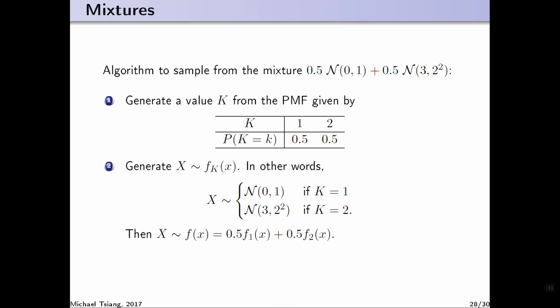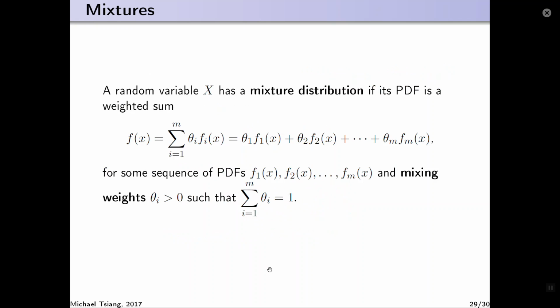And then over on this side, we just generate a value k to decide whether it will come from distribution 1 or distribution 2. Once you have which distribution it comes from, you generate a random value from that distribution. Here we could use Box-Muller or whatever method to generate a random normal, and here just generate a random normal from a different distribution.